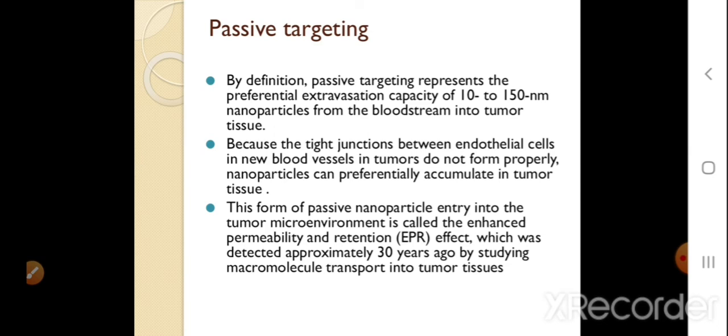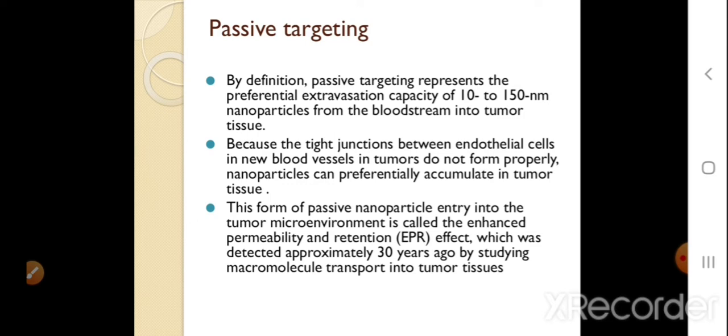So, passive targeting. By definition, passive targeting represents the preferential extravasation capacity of 10 to 150 nanometer nanoparticles from the bloodstream into the tumor tissue. Now, let me give you a small explanation over here.